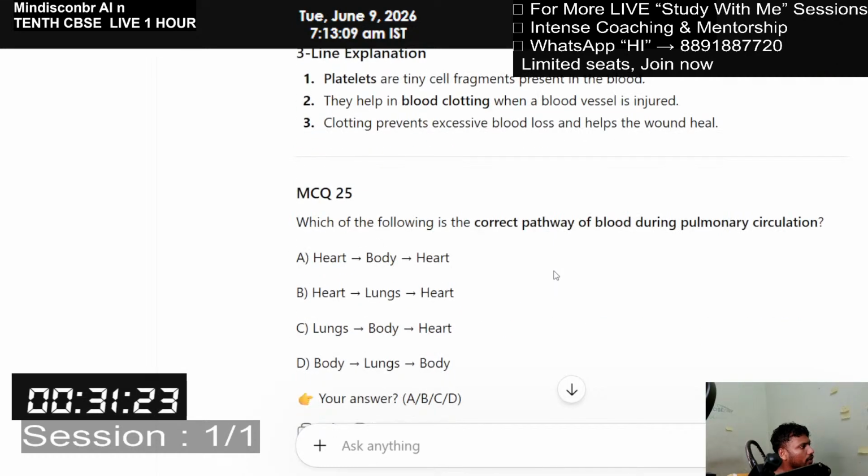Which of the following is the correct pathway of blood during pulmonary circulation? Heart to lungs. Heart to body to heart.